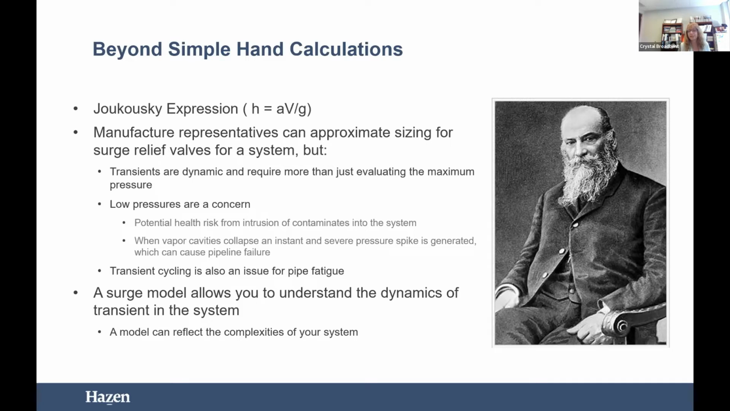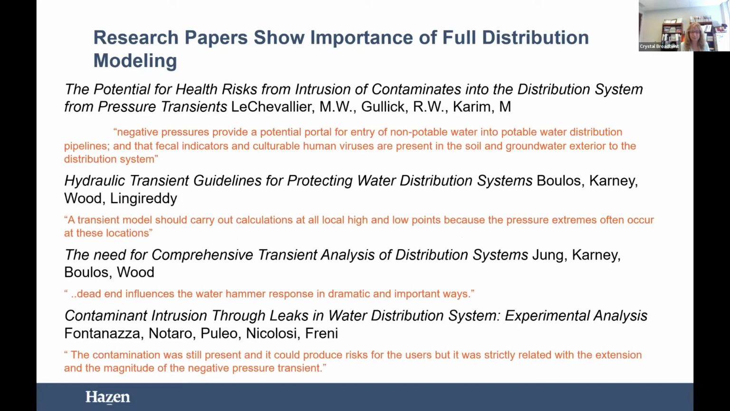Transient cycling is also an issue. If you have a lot of PVC pipe, you've got pipe fatigue, and so modeling allows us to understand that cyclic behavior just from normal operation. So a surge model allows us to understand the dynamics of the entire system. And it can also help you to do what-if scenarios without actually going in the field and trying things and preventing yourself from doing damage.